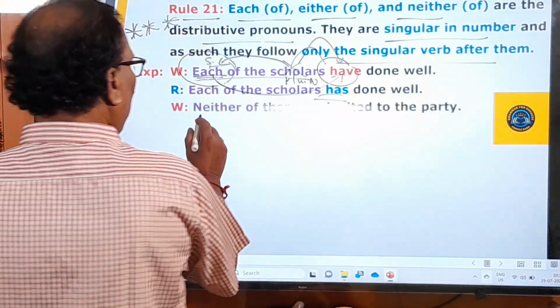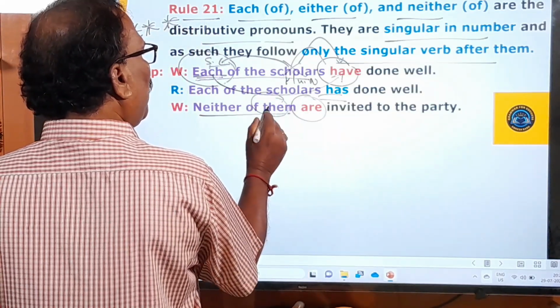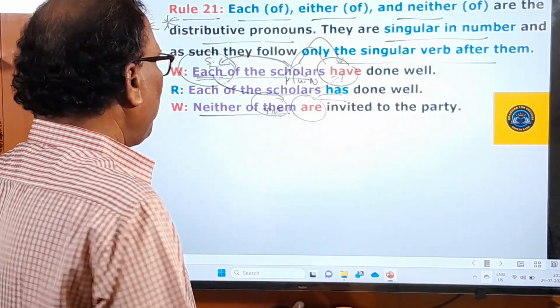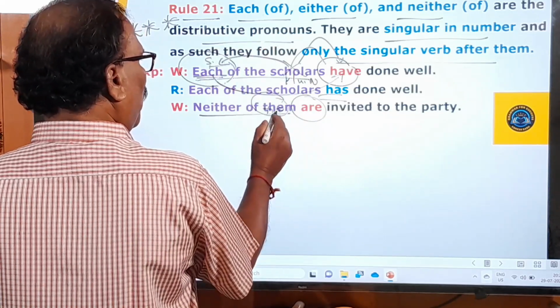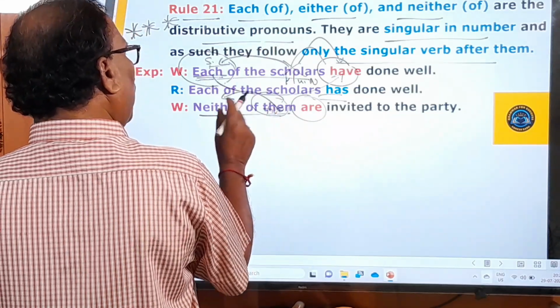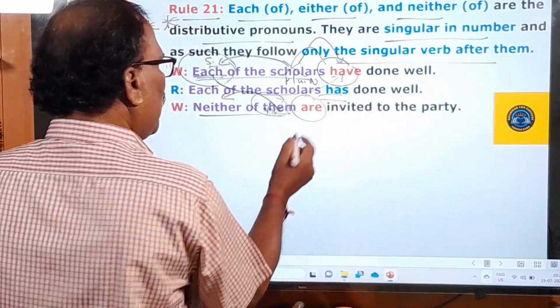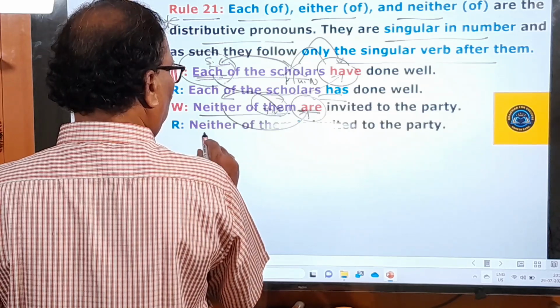Okay, here. And then neither of them are. Neither means, here how many are there? Only two. Neither is used with two. Now, either of is used with two. Okay. Here, either of, neither of are used only with two. Therefore, two are there. But you are taking only one. Neither of them means not this one, not that one. Okay, that's it. So only one you are taking. That's why, after that singular verb must be used.